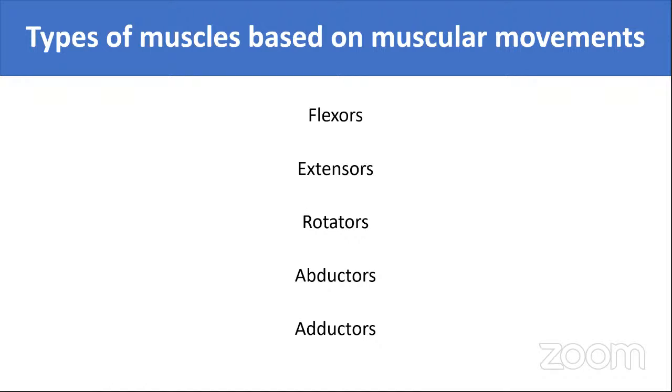Based on the movement of the muscles which we have got familiar with, accordingly there are muscles. Flexor muscles bring about flexion, extensors are the muscles which bring about extension movement, rotators are the muscles which bring about the rotation, either the lateral rotation or the medial rotation. Abductors are the muscles which bring about abduction movement, whereas adductors are the muscles which bring about the adduction movement. So it's very easy or simple to answer this.